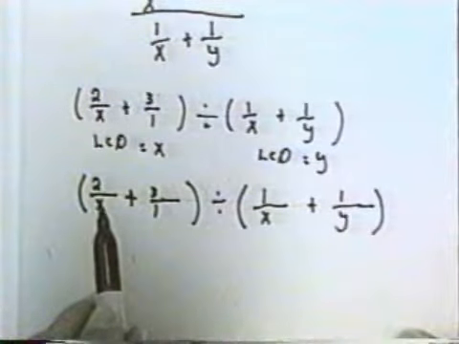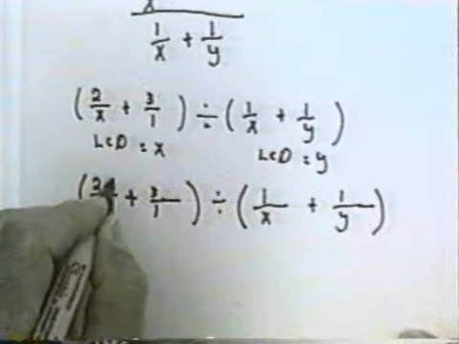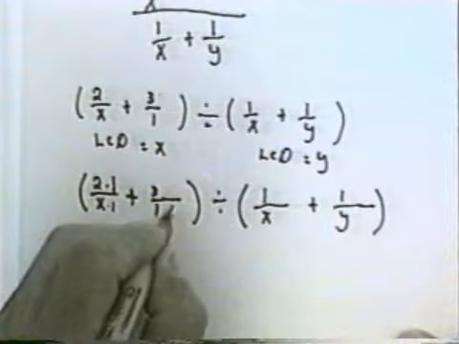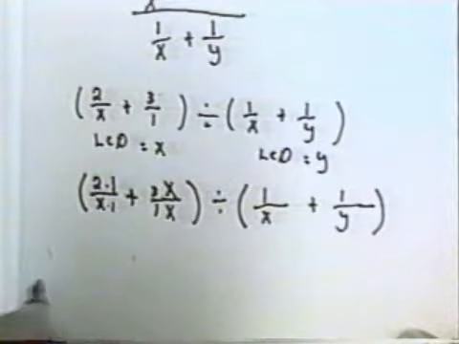Now what do I need to multiply x by to get x? The answer is 1. So I multiply both numerator and denominator by 1. What do I multiply 1 by to get x? The answer is x. So I multiply both numerator and denominator by x.